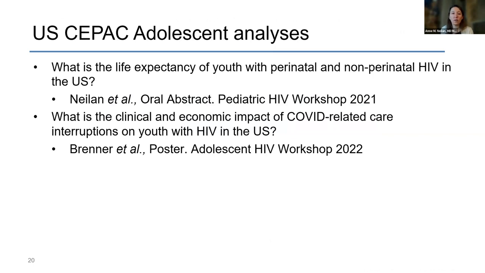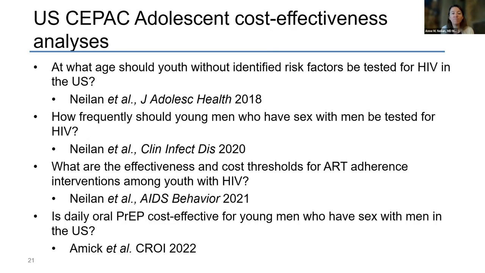So we've developed, in the CPAC model, a US-focused adolescent simulation model that tries to ask questions geared at some of those elements of the care cascade. Some examples of analyses we looked at are: what is the life expectancy of youth with perinatal and non-perinatal HIV in the US? That's just looking at clinical outcomes. What is the clinical and economic impact of COVID-related interruptions on youth with HIV in the US, which looked at cost and economic outcomes? And we looked at cost-effectiveness analyses as well.